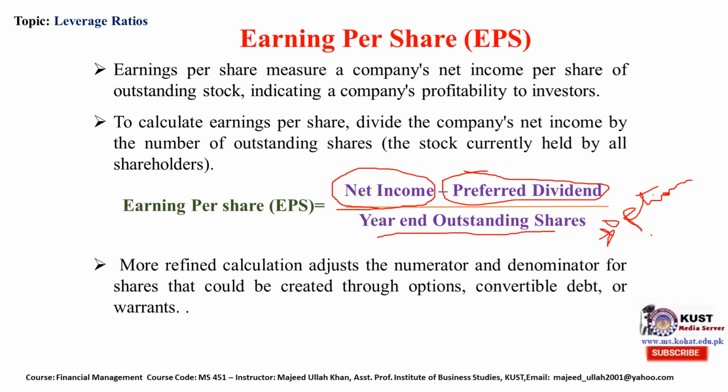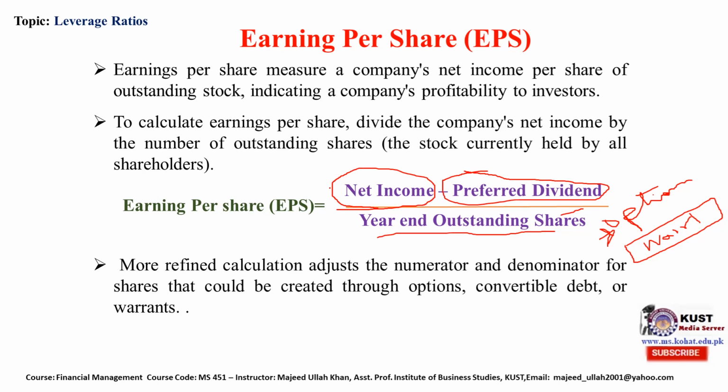Sometimes we have convertible debt, and when the bondholder converts this debt into shares, the number of shares will be increased. Sometimes we have warrants, and when they convert into common shares, the earning per share can also change.